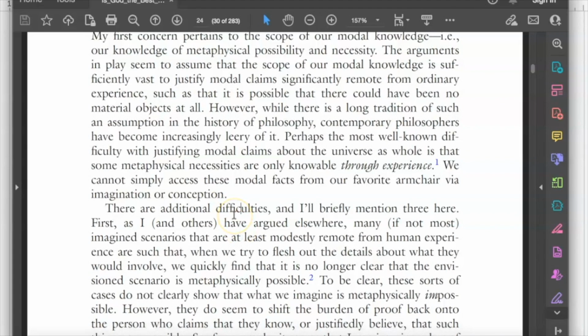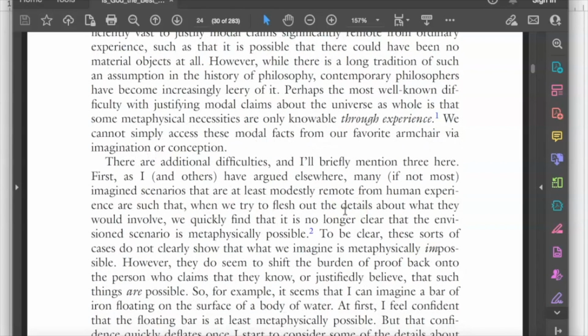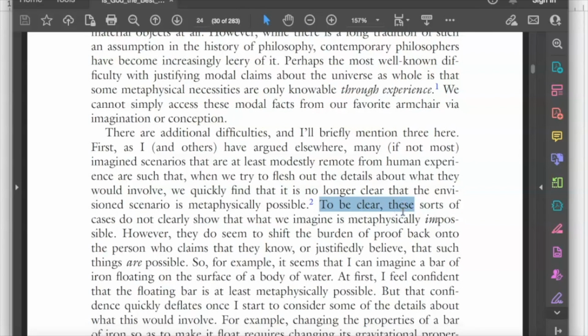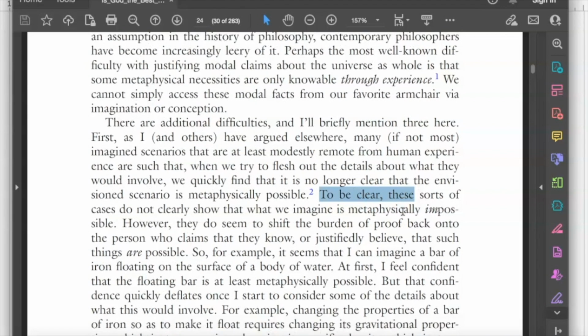There are additional difficulties, and I'll briefly mention three here. First, as I and others have argued elsewhere, many, if not most, imagined scenarios that are at least modestly remote from human experience are such that when we try to flesh out the details about what they would involve, we quickly find that it is no longer clear that the envisioned scenario is metaphysically possible. To be clear, these sorts of cases do not clearly show that what we imagine is metaphysically impossible. However, they do seem to shift the burden of proof back onto the person who claims that they know or justifiably believe that such things are possible.